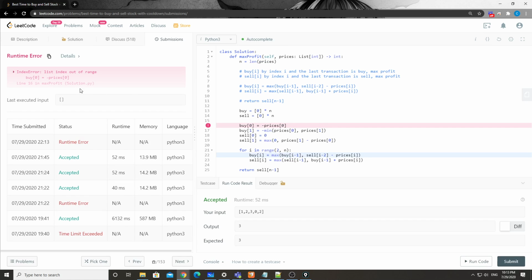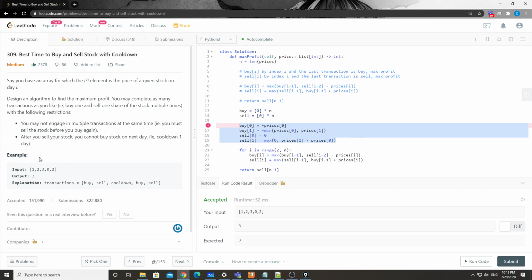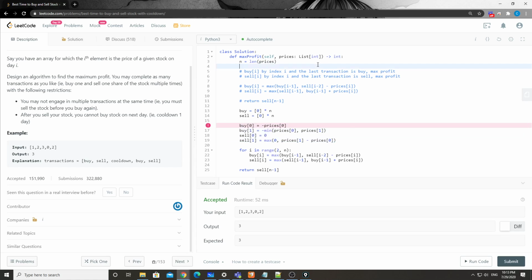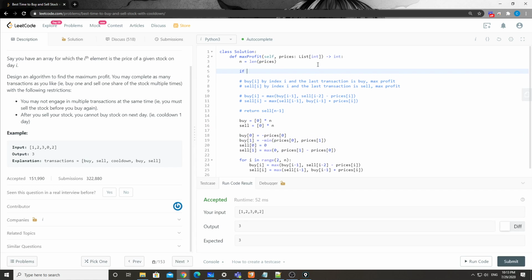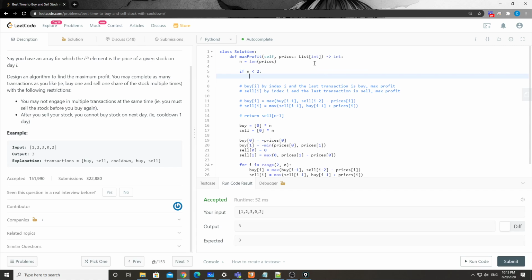Because we are using 0 and 1 here, we are assuming there are at least two prices in this list, and that's why we have to do a check. If n is smaller than 2, which means there's only one price or no price, what's going to be the return? First, if there's no price, of course, the max profit will be 0. What about with one price?